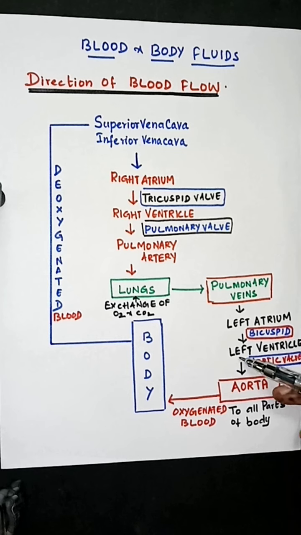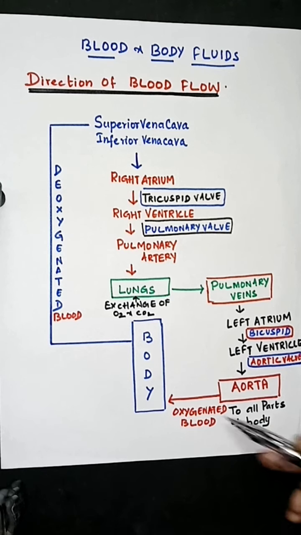Between the left atrium and left ventricle you have the bicuspid valve or mitral valve, and from the left ventricle it flows into the aorta, the largest vessel of the body. Between the left ventricle and aorta you have the aortic valve, the other semilunar valve, and the aorta carries oxygenated blood and supplies it to all parts of the body. So the cycle completes like this.